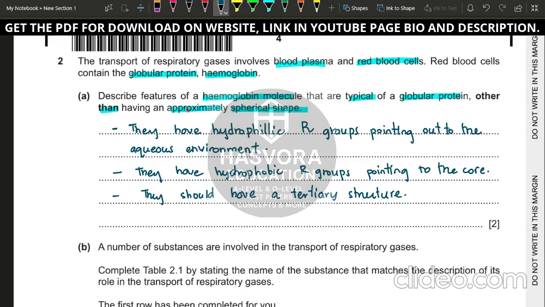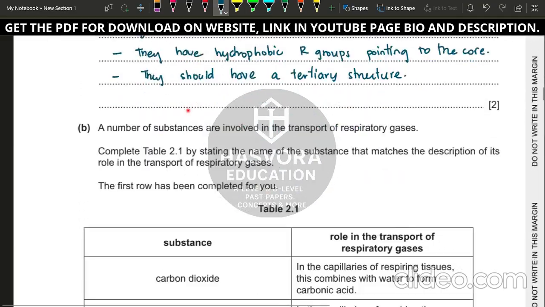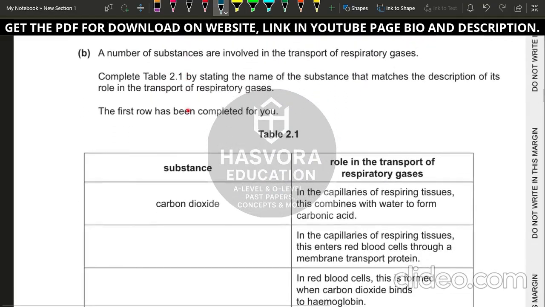The first one is for the solubility, because they are soluble, so they have the hydrophilic R groups pointing outwards. And the second one is the cross argument of that. And then the third one is that they should have a tertiary structure, because they have a spherical 3D shape. That is why they should have a tertiary structure or your quaternary structure. Okay, so this will be your answer. Let's move on to part B.